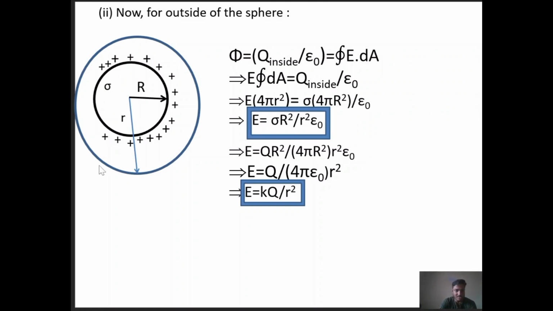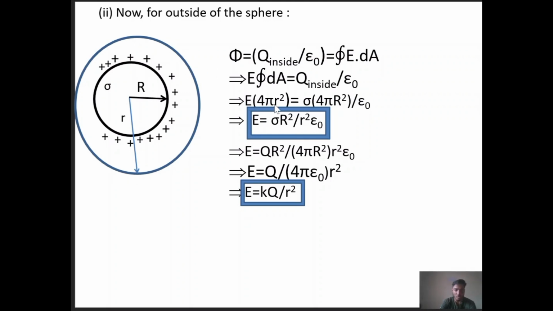Now the flux through this outer sphere will be total charge inside the sphere divided by epsilon naught, which will be equal to the closed integral of electric field through this outer sphere multiplied with the area vector dA of this outer sphere. Now we know that the electric field throughout this outer sphere will be constant and hence we can take this electric field out of the integral sign. So E integral dA will be equal to total charge inside this outer sphere divided by epsilon naught.